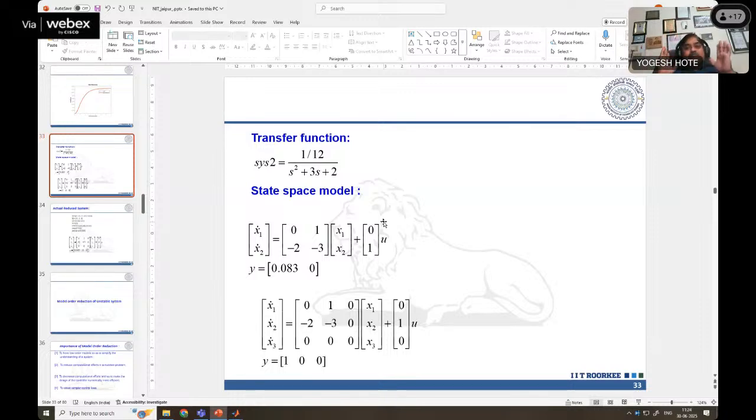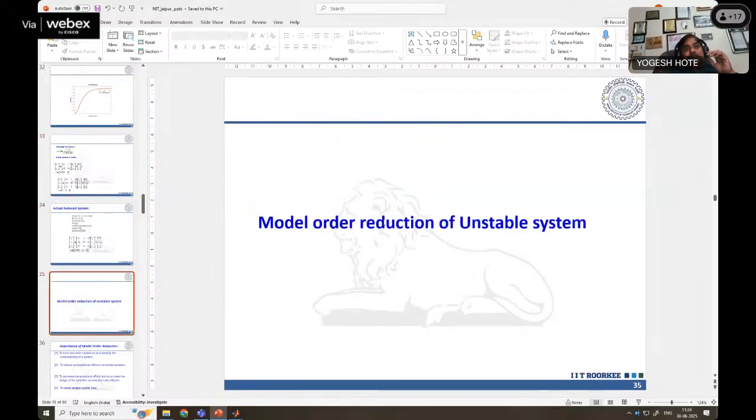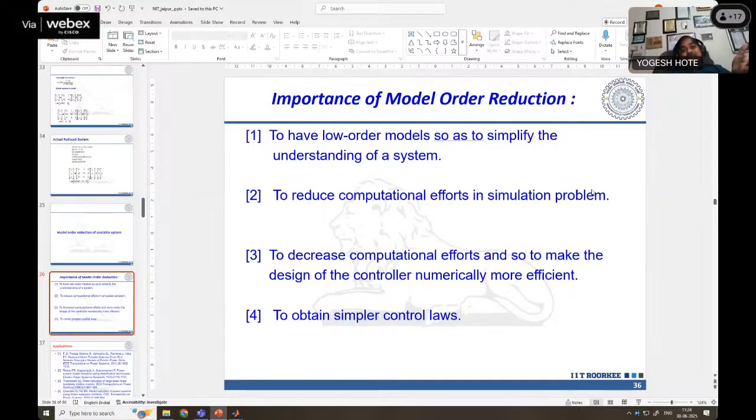You can see that this sort of model is very useful because, as per the textbook or articles, the importance of model reduction in our system is to have a low order model that will simplify the understanding of the system. Again, it reduces the computational effort in the simulation problem. Then, it decreases the computational effort to make the design of the component more efficient. And we require a very simple control law, which is very useful if we talk about the PID type of controller.